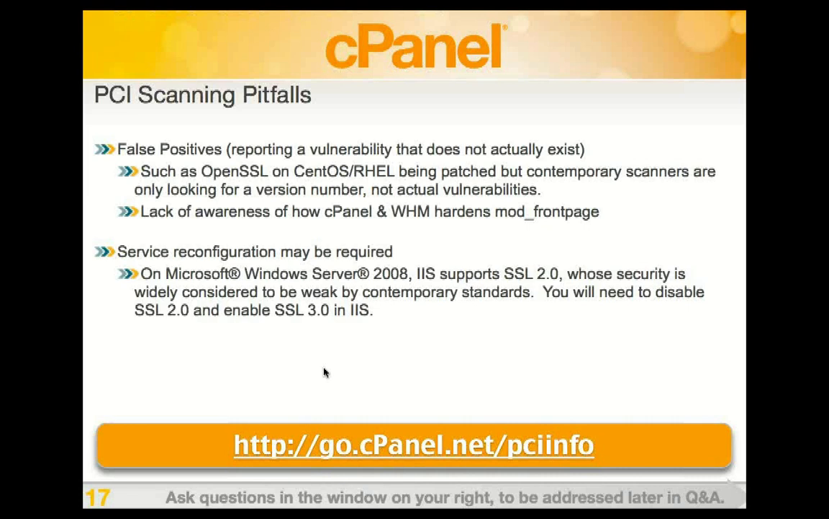And this isn't just a Linux issue. If you're using eCommerce, keep in mind that some server configuration may be required on your part. Microsoft Windows Server 2008 ships with SSL 2.0 support by default. SSL 2.0 is widely considered to have weak security, and most browsers support SSL 3.0 anyway. So you probably want to reconfigure your IIS server to disable SSL 2 and enable SSL 3.